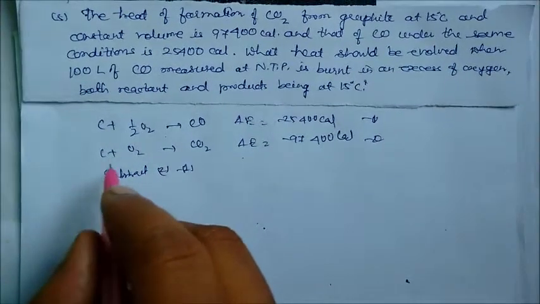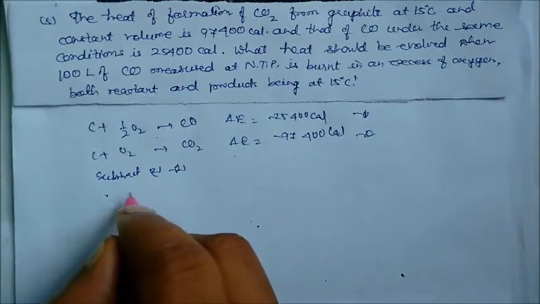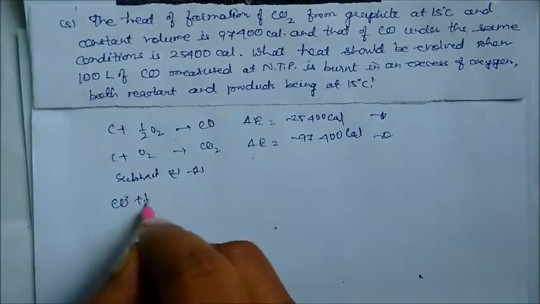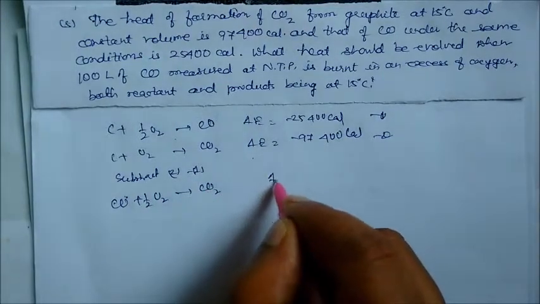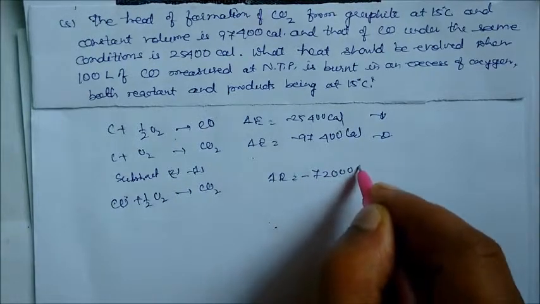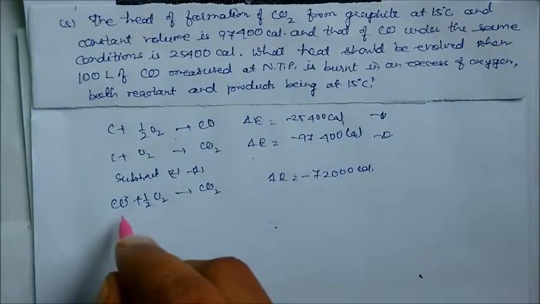So if you subtract it, C plus C will cancel, O2 will come with a minus. So here the answer will be CO plus half O2 gives you CO2. So the answer here, delta E will be minus 72,000 calorie. Okay, now we need to find out how many moles of carbon monoxide are present.